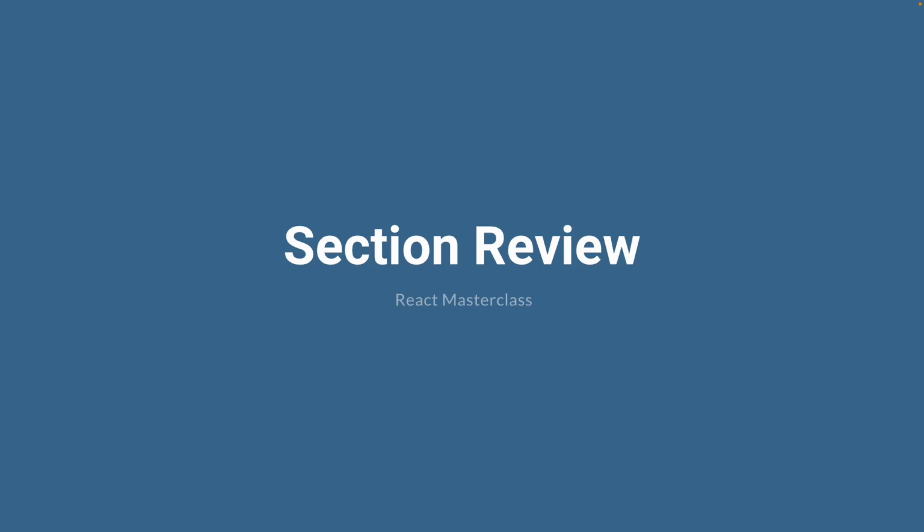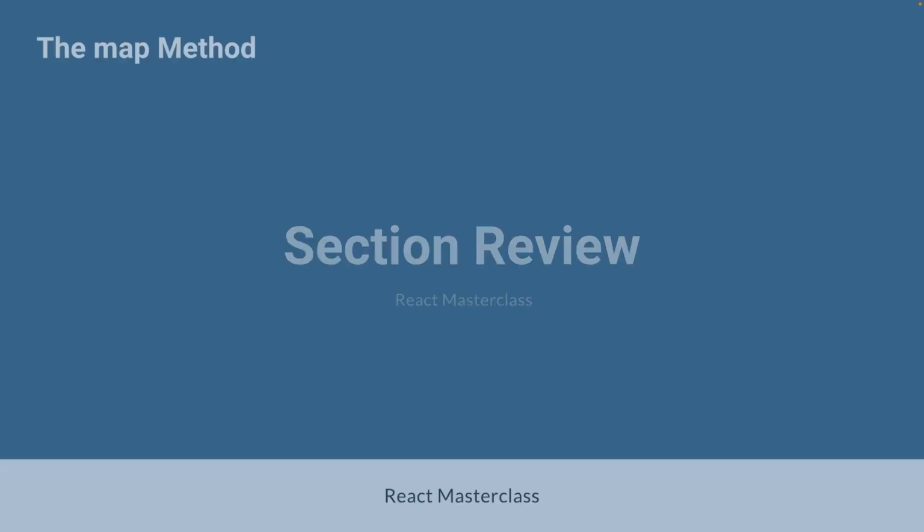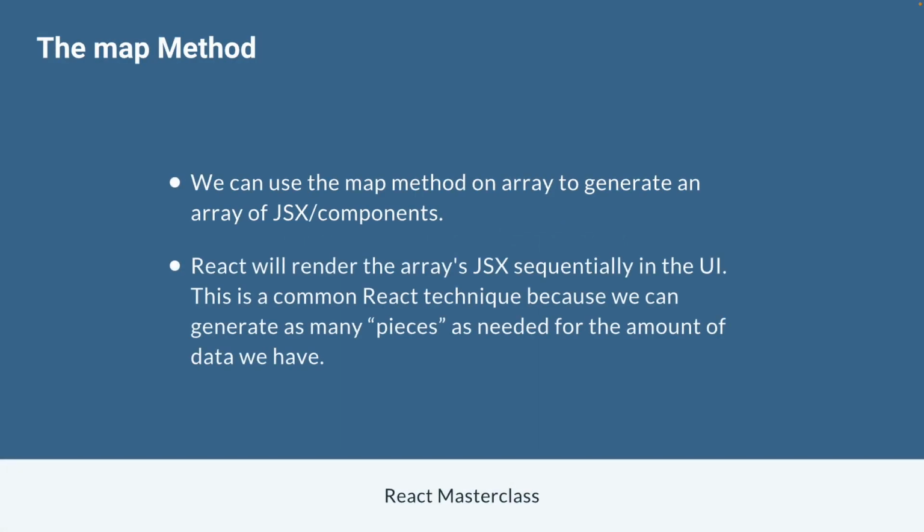So as always, let's take a few moments to review everything we learned in this section of the course. We began by using JavaScript's built-in map method to generate an array of JSX from an original array of data. And this is actually a very common technique whenever you have some bunch of data gathered in an array and you want to generate a corresponding element or corresponding bit of JSX for every one of those array elements.